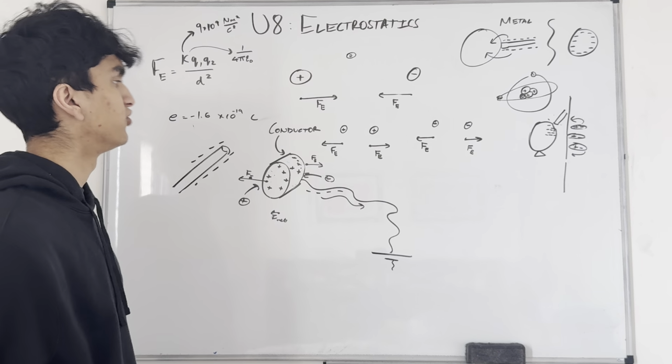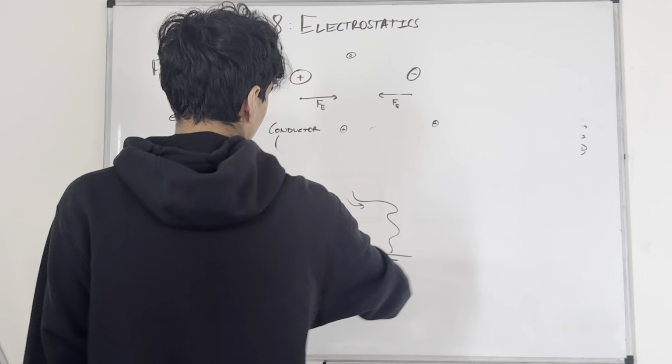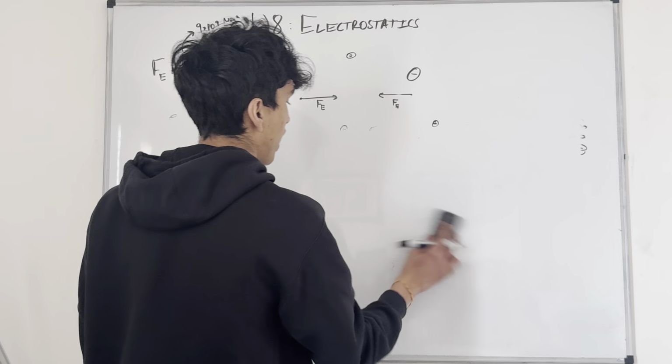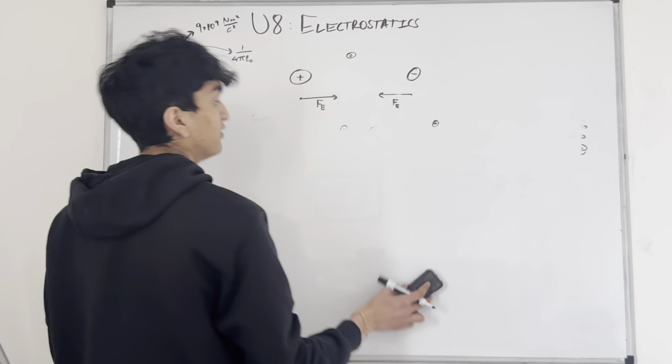And one way we can model the electric force, or understand why there is an electric force in the first place, is we can think of something called the electric field. So I have this positive charge right here. Now, on Earth we have a gravitational field, right? So Earth is creating this gravitational field.